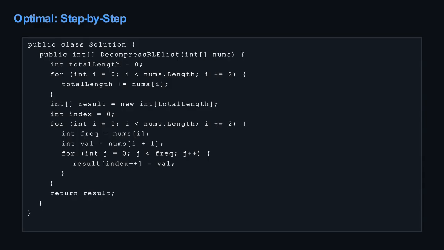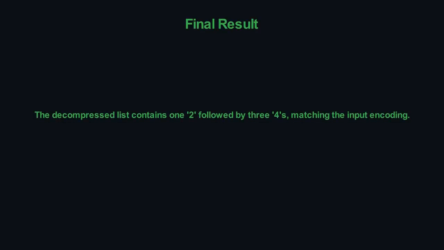Back to the input. For 1, 2, we add 2 to our result array at index 0, then increment index to 1. Next pair, 3, 4. We add 4 to the result array 3 times at indices 1, 2, and 3. Each time, we increment our index. So 2 goes at index 1, index becomes 2. 4 goes at index 2, index becomes 3. 4 goes at index 3, index becomes 4. Our loop finishes. The final result array is 2, 4, 4, 4. This is correct because we had 1, 2, followed by 3 4s, exactly as specified by the run-length encoding.